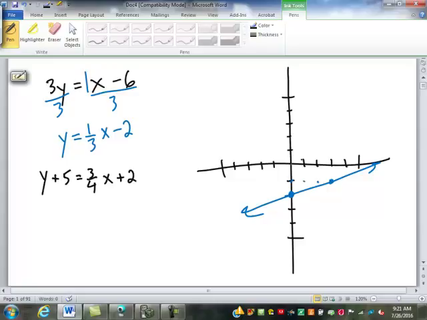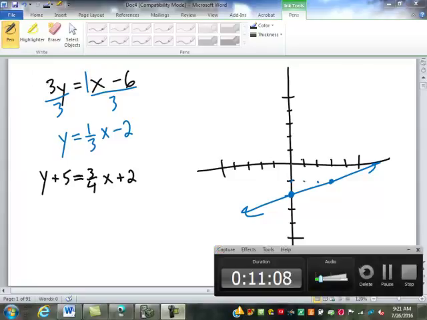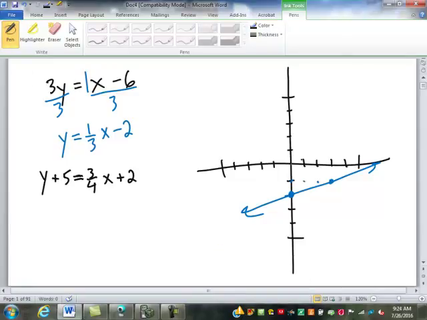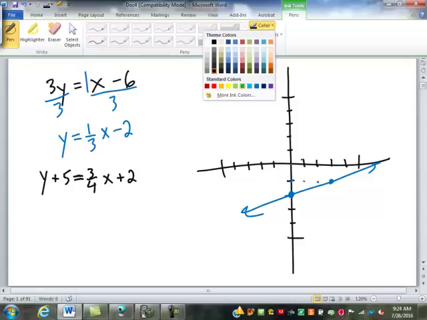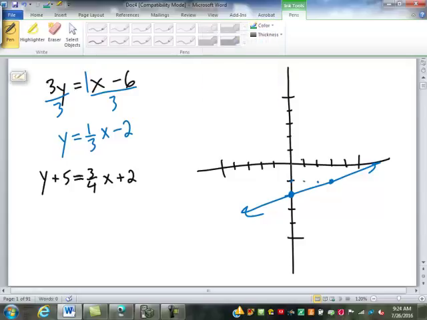Try that one in your notes. y plus 5 equals 3/4 x plus 2. Let's see what's going on with this one. What do we have to alter to graph this one? We have to get rid of the 5. And it's plus 5, so we're going to subtract it. So that makes it go away there, gives us y.